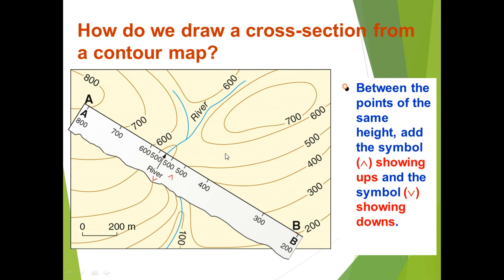So actually, this region should be higher than 500 meters. So please also mark an upward arrow label here to show that this region is higher than 500 meters. If you finish all the markings, we can then move on to the next step.